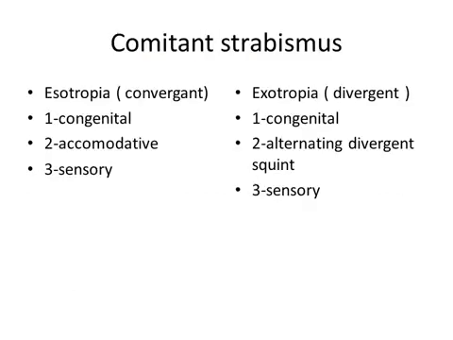For comitant strabismus, we will discuss a few of the most common types. For esotropia, which is convergent squint, we will discuss congenital esotropia, accommodative esotropia, and sensory esotropia. And for exotropia, which is divergent squint, we will also discuss 1, congenital, 2, alternating divergent squint, and 3, sensory exotropia.